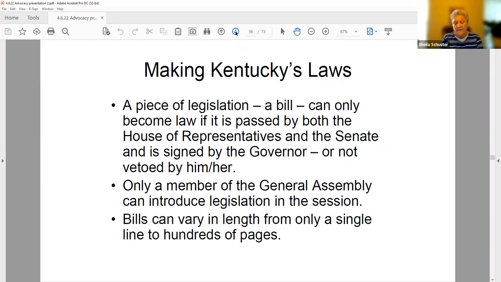Bills can vary in length from only a single line to 100 pages. The budget bills, 269 pages of nothing but numbers. I put that in there because sometimes people will say to me, well, Sheila, this will be an easy bill because it's only this one sentence we want to change. And I always say to them, it may only be one sentence, but it still is the same process. We still have to go through the committee and a floor vote in one chamber and then come over to the other chamber and do the committee and the floor vote. Next, please.